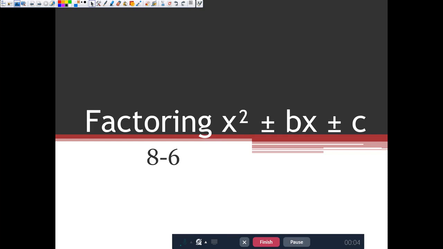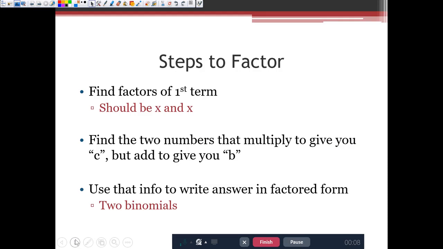So how we factor this is first we factor the first term, which x squared is the same thing as x times x. So in this case, it's going to be x times x, or whatever variable they use. Then we need to find two numbers that multiply together to give you the c, but add together to give you the b. Then we're going to use that information to write in the factor form of two binomials.